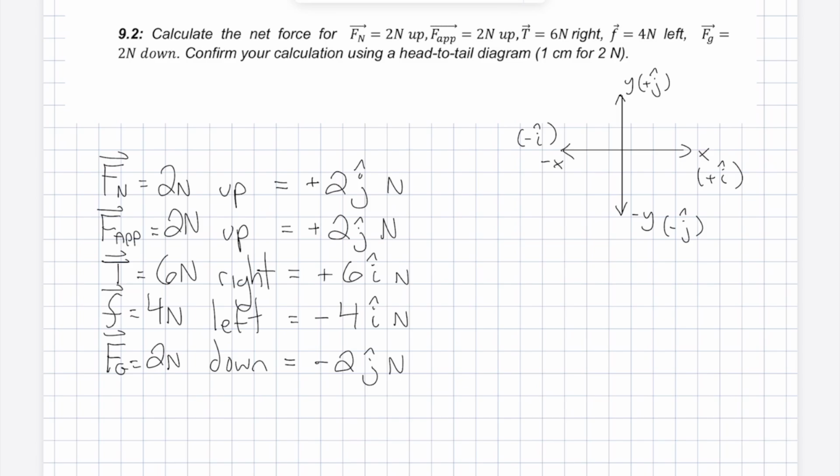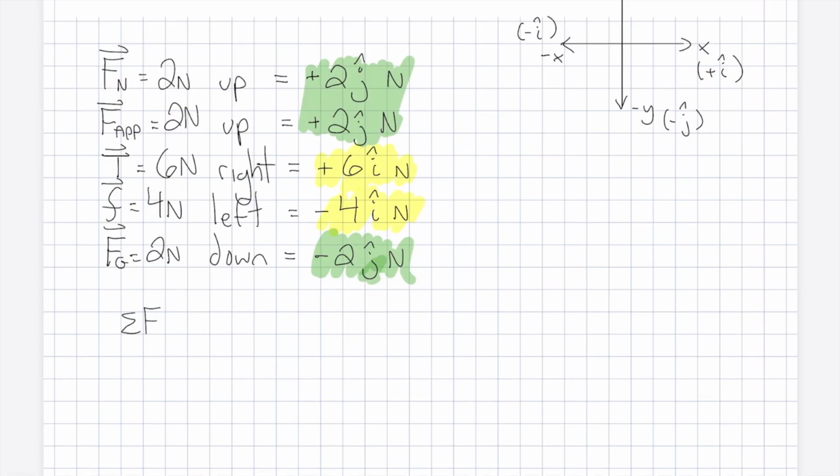The first thing I want to do is collect all the i-hats, everything that's in the x direction. So I'm going to highlight T and F with one color, and I'm going to highlight all the j-hats with another color, just to keep them separate so it'll be nice and neat. Now I'm going to add all the x components together. Notice here I'm adding plus 6 i-hat plus negative 4 i-hat. You don't even really need the i-hats in the equation because we're doing the x components. It's sort of implied, but I'm putting them in there anyways. The result is plus 2 i-hat newtons.